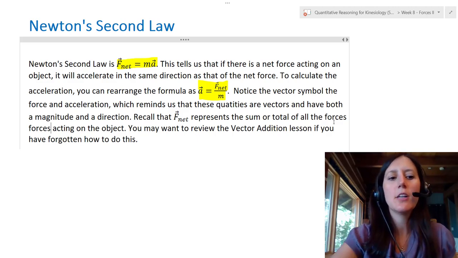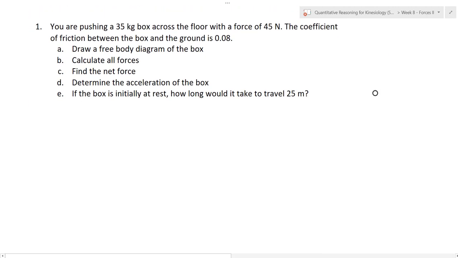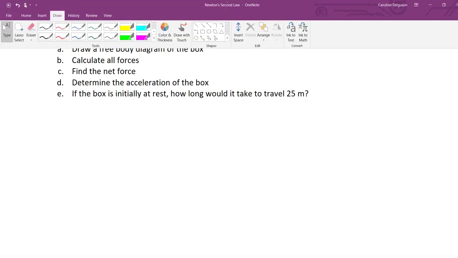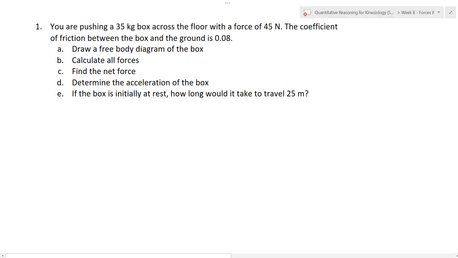Okay, so let's start off with question 1. You're pushing a 35 kilogram box across the floor with a force of 45 newtons. The coefficient of friction between the box and the ground is 0.08. So we'll begin by drawing a free body diagram of the box. Okay, so this is part A.